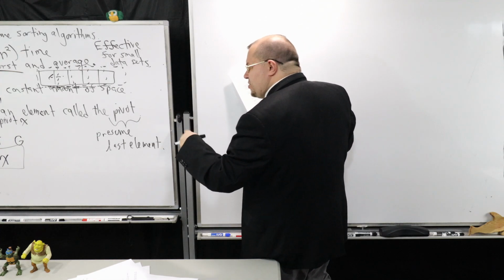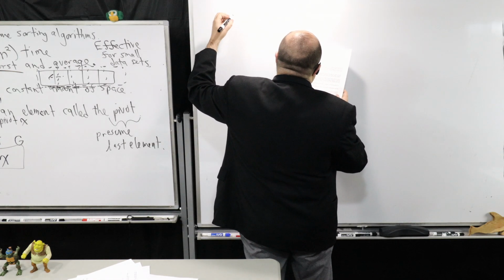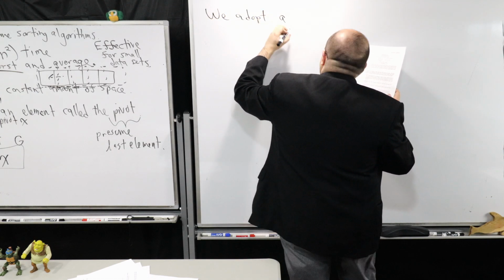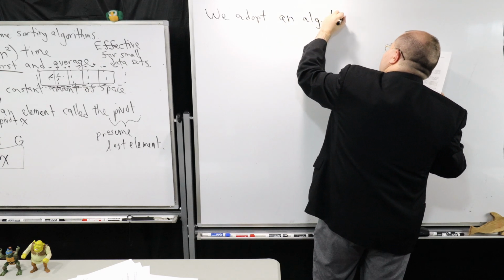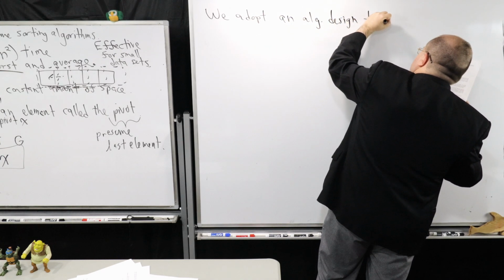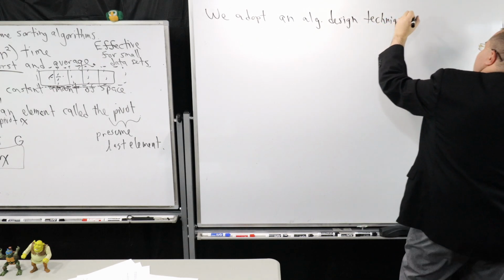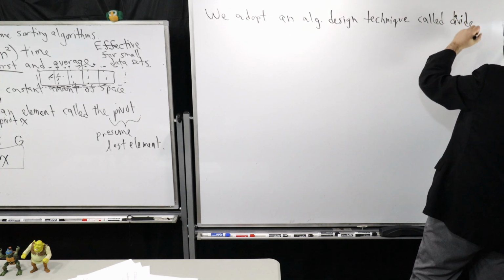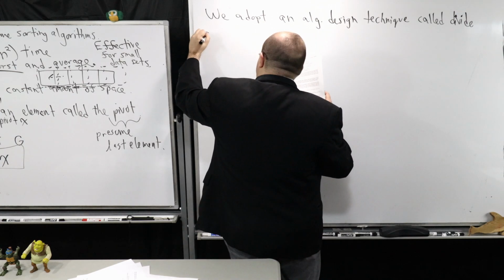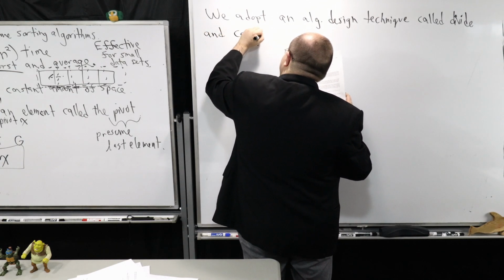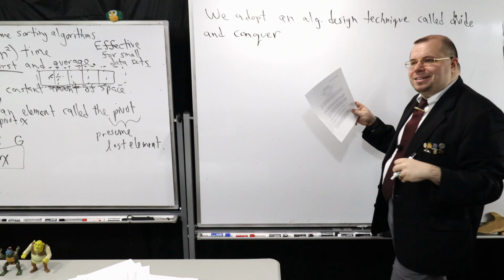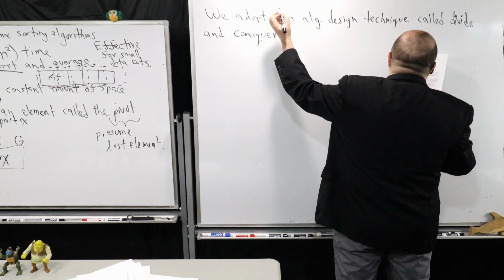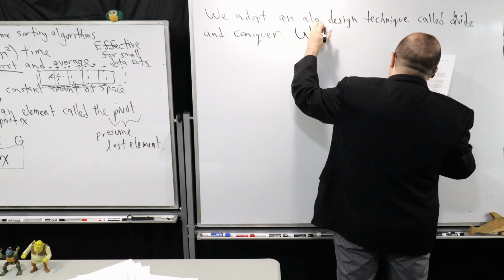The other algorithm I'm going to show you is also a divide and conquer algorithm. So we adopt an algorithm design technique called divide and conquer. And if you know what that phrase means, it's pretty much the exact same idea I just described to you. You may have heard it in all sorts of different contexts. You can think of military, it's like a strategy. So what does that mean?